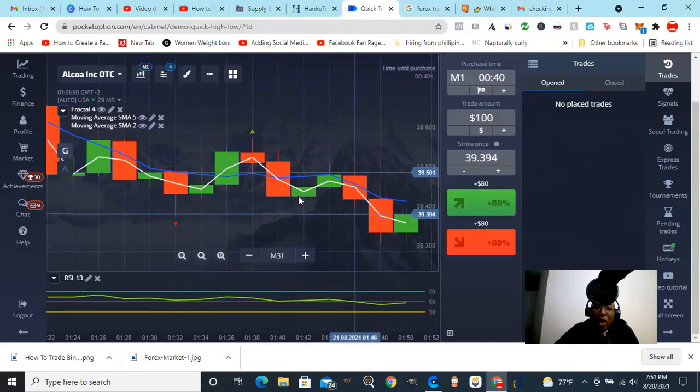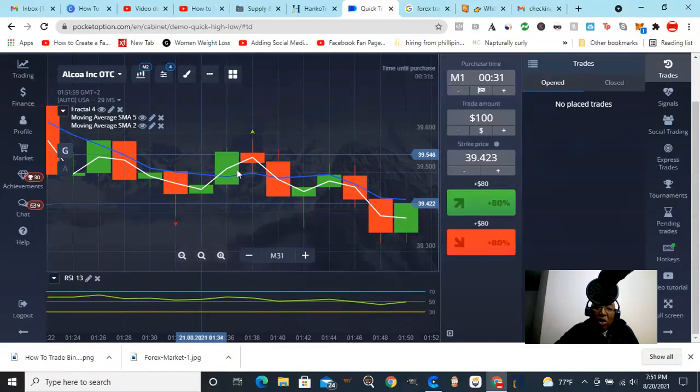And of course, you can see the candles here. I have the green candles. These are the bullish candles. And then we have the red candles. These are the bearish candles. So if it goes red, that means the market is going down. If it goes green, that means the market is going up. All right. So it's bullish. So the same thing here.